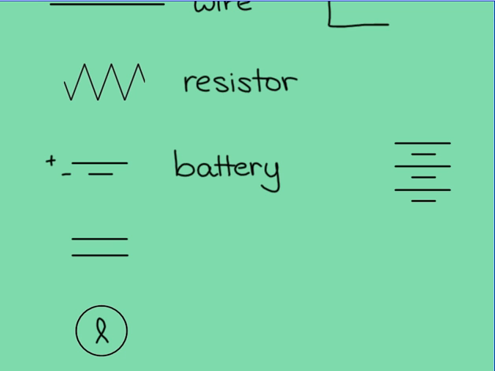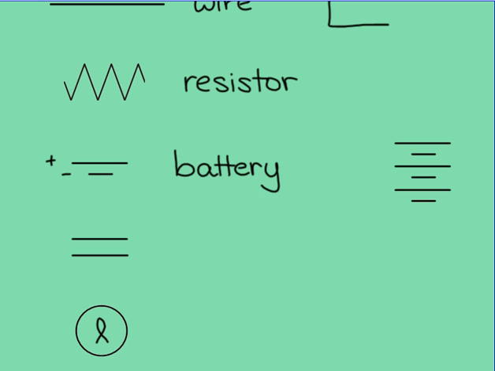If we have multiple batteries that are connected to each other, we use multiple long and short lines, like you see to the right of the word battery. An example of that might be in your calculator. Your calculator contains 4 AAA batteries, and those are all connected to each other. So we would draw 4 sets of the battery symbol.